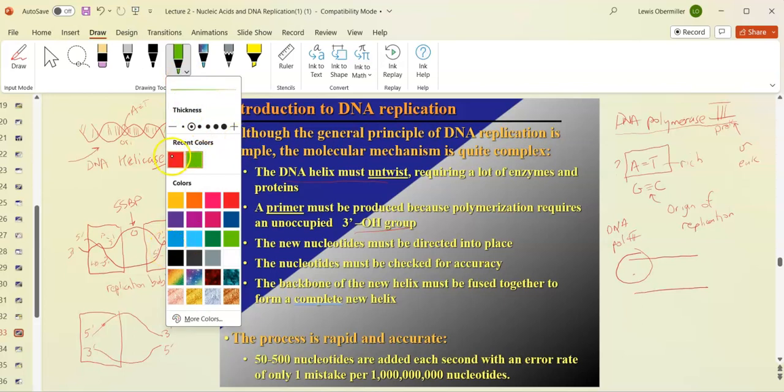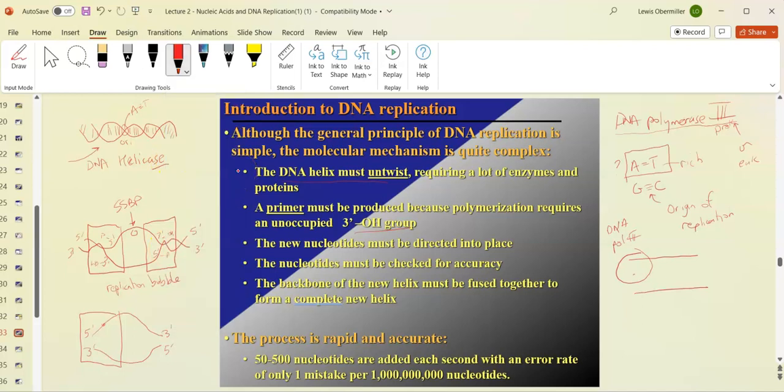Let me draw this. So this is 5', 3', wait, let me make this 3 prime, it'll be easier to do. 3 prime, and I'll make this 5 prime. And so we'll make this 3 prime and this one 5 prime. I'm just going to focus on this strand. These are separated strands, so this is the same area where it's separated here and here.